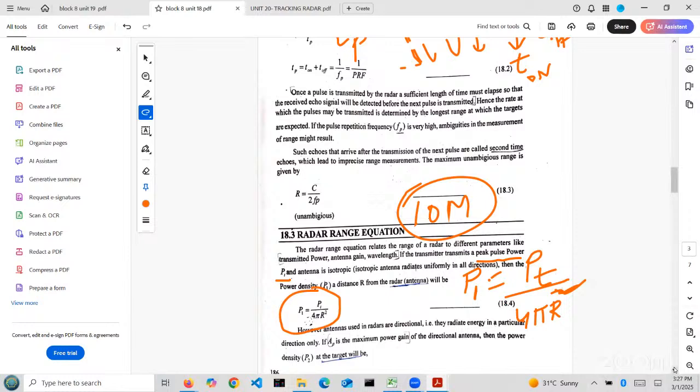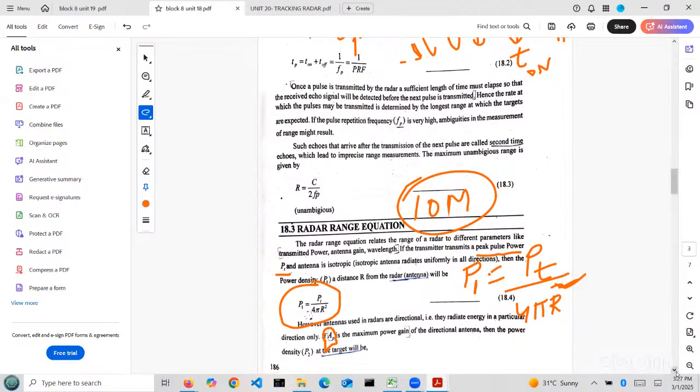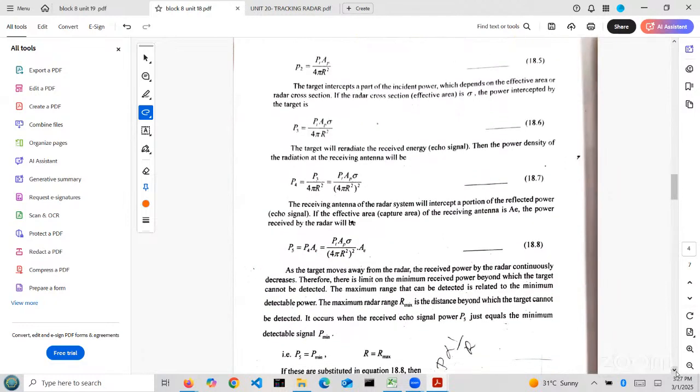Similarly, for this, what am I doing? I am multiplying the gain. AP is the gain. I am multiplying the gain to the first power density and writing it as the second power density. The first power density is PT by 4 pi r square. To that, I am multiplying the gain AP. AP gain is multiplied and I got the second equation.